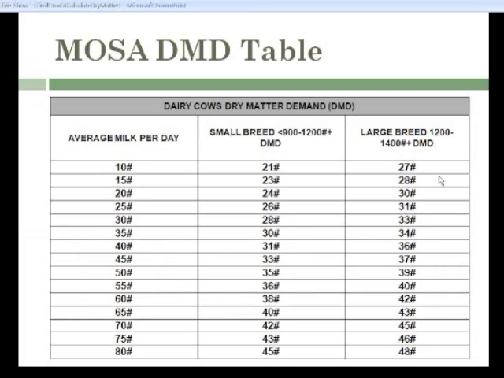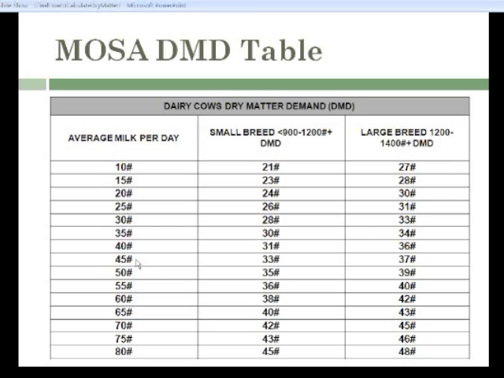Some of the certifiers are including simpler, easier to use dry matter demand tables in their OSPs, in the application that they're sending out to farmers each year. This is one that is being put in the application by MOSA, which is one of the Midwest certifiers. This has all of the information for both the small breed and the large breed animals on one table. This is the average milk production in pounds of milk per cow per day. So you would take the average for either the whole dairy herd if they're in one group, or for each group separately if they're in multiple groups.